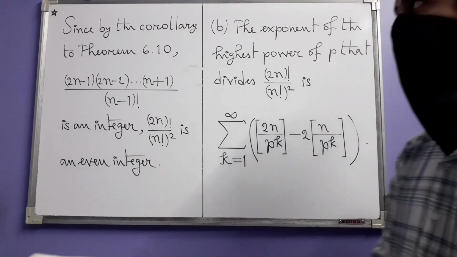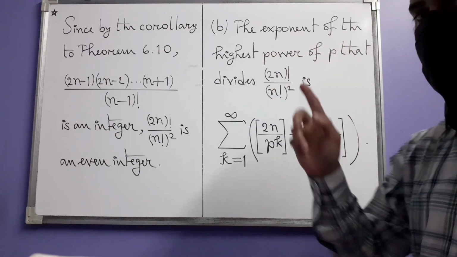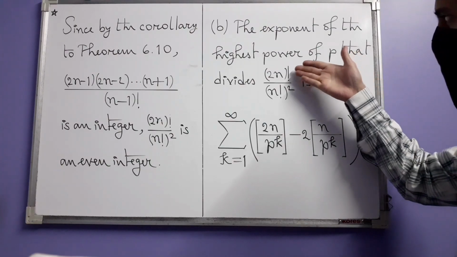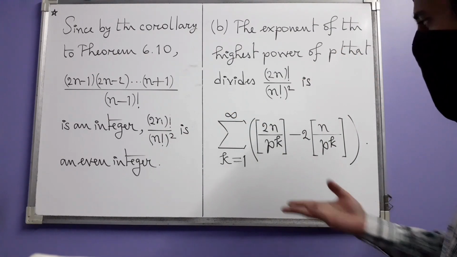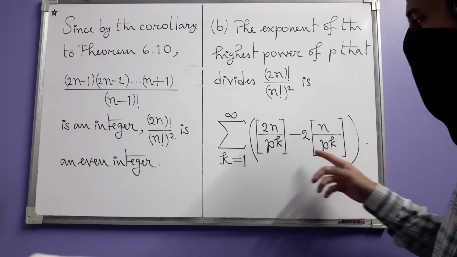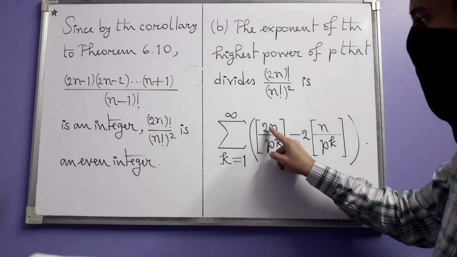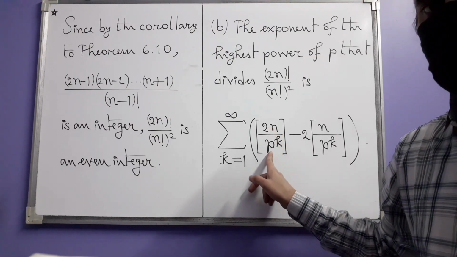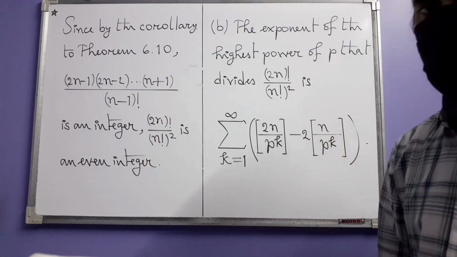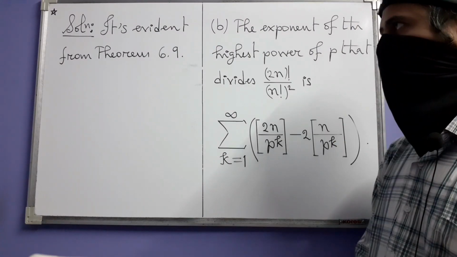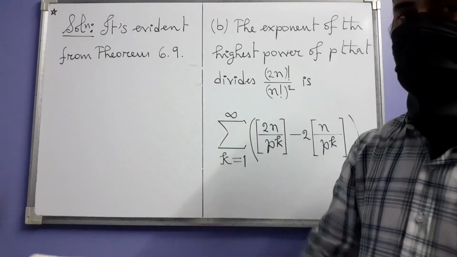Part B next, where we have to prove this. The exponent of the highest power of that prime p, which divides this number, this 2n factorial divided by n factorial square, is this. Summation k varying from 1 to infinity of the greatest integer value of 2n divided by p to the power k minus 2 times the greatest integer value of n divided by p to the power k. And the solution is just this one line. It's evident from theorem 6.9.